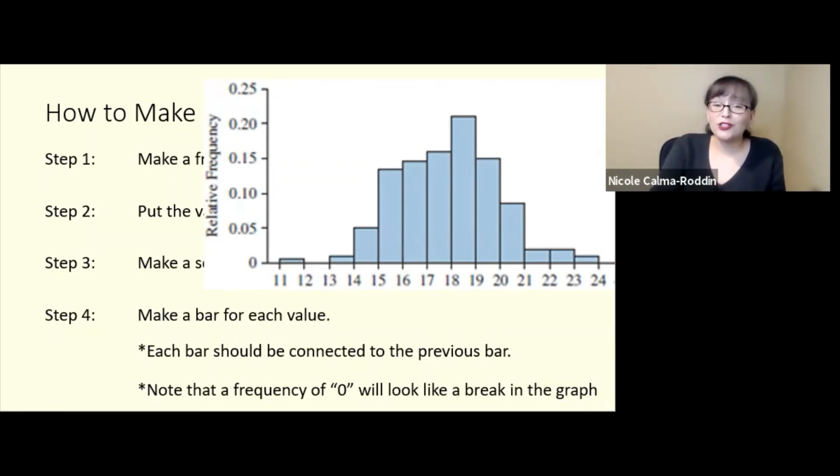Some students prefer to do it this way, connecting and drawing a line right on top of the x-axis, especially if they're really focused on making sure that they remember that everything is connected in a histogram. It's fine to do it either way, but it should look like this no matter how you do it. Make sure that if you draw a line, it's right on the axis, not above it, and that it still looks like a break in the graph like this.